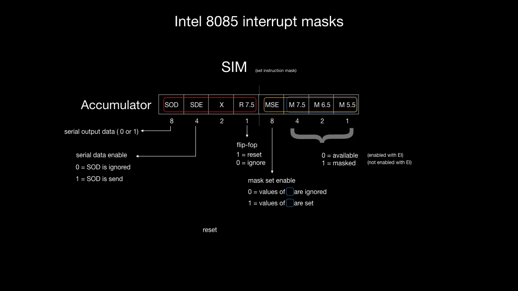Next example. Resetting 7.5 and enabling 6.5. So on the left side, reset 7.5, that's a 1. You don't want to mess with the serial out, so it stays 1. And on the right side, change the mask, that's an 8. And you want to enable 6.5, so 7.5 and 5.5 should be disabled. 8, 4 and 1 is 13, so that's D.